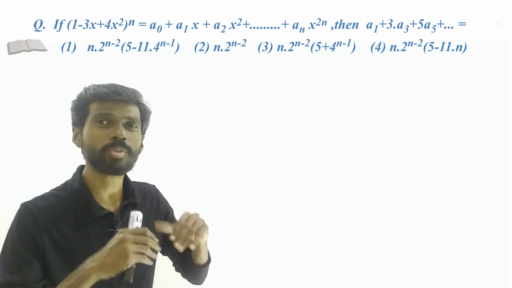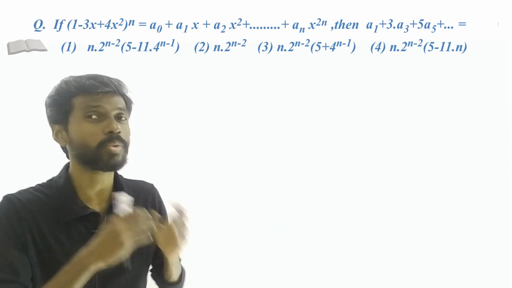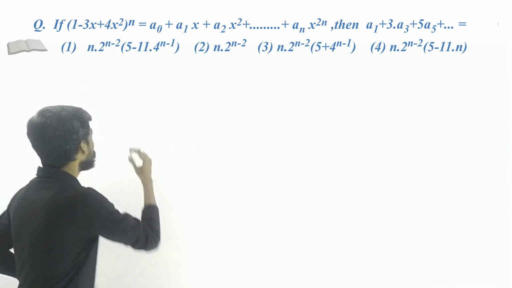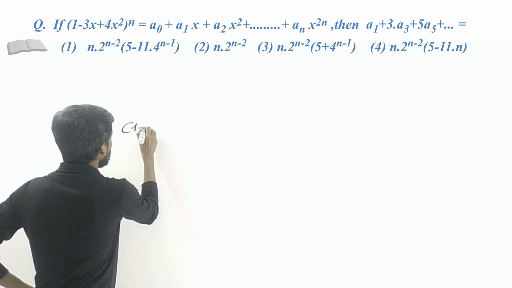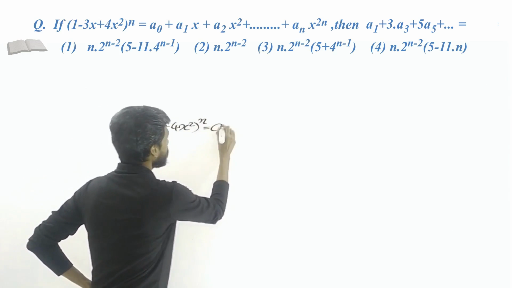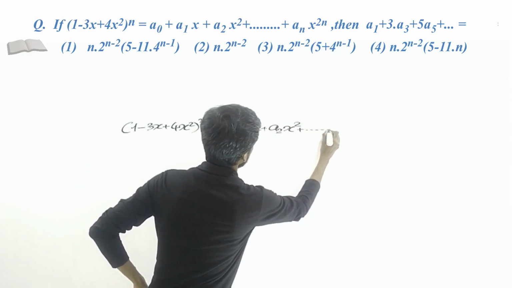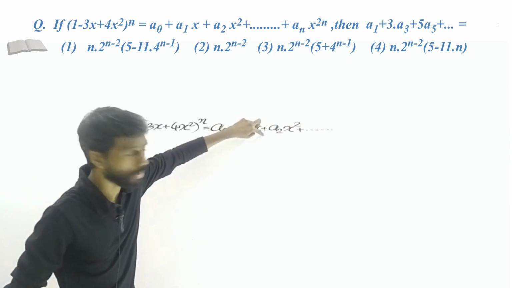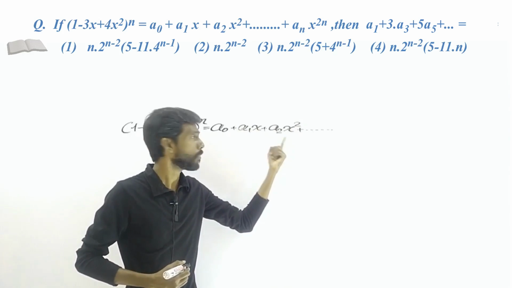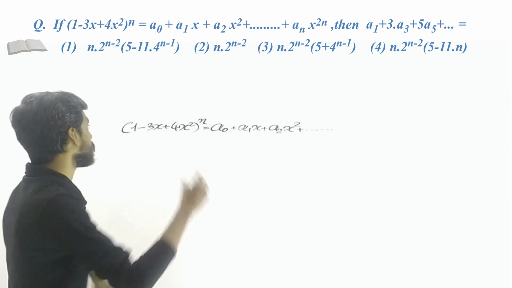So same idea, we have to substitute 1 and minus 1, and add and subtract, and also we have the coefficients multiplied. So we use the same idea, differentiation. What is given is (1 minus 3x plus 4x squared) to the power n equals a0 plus a1x plus a2x squared, etc. Now to get this 2 to the front, you have to do differentiation, because the derivative of x squared is 2x, so you will get 2a2. So let us do the differentiation.